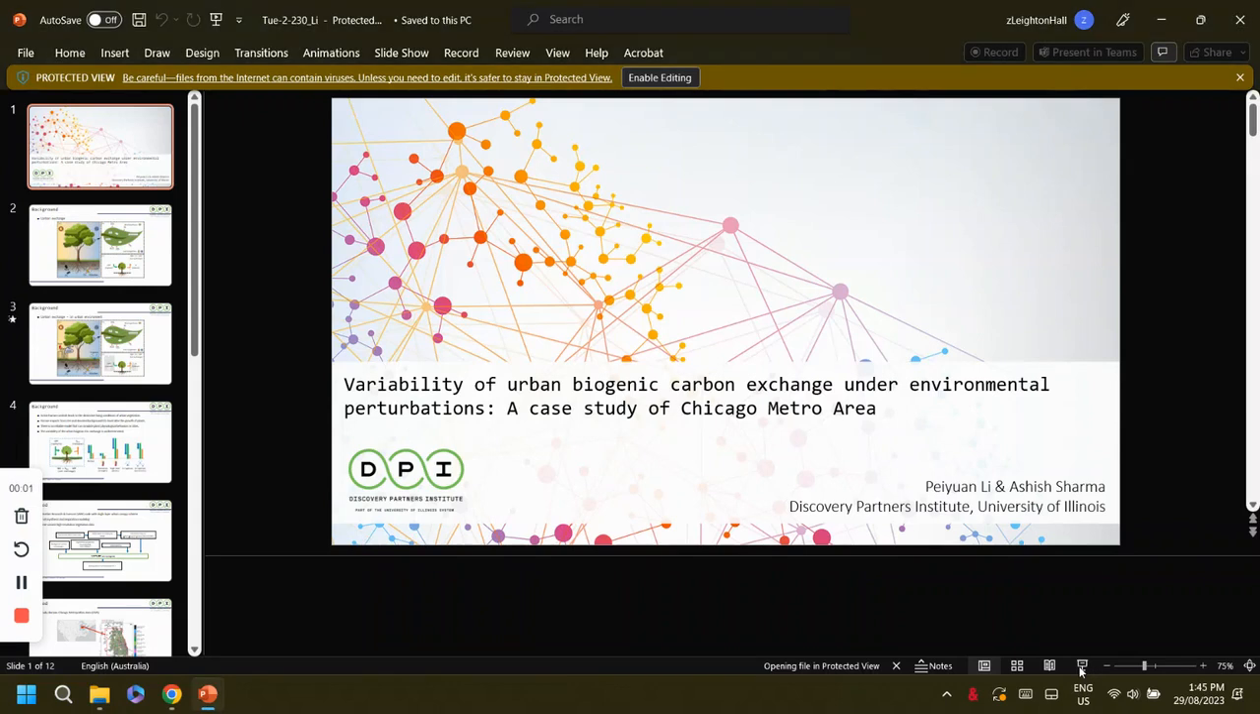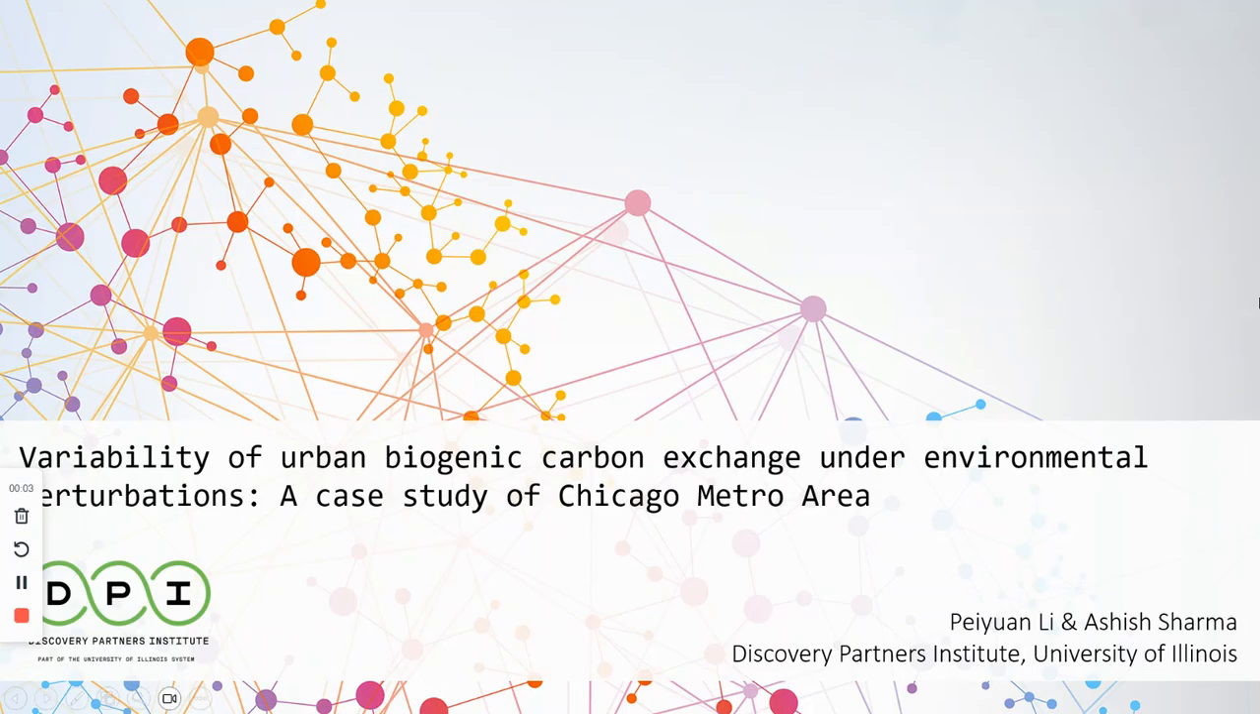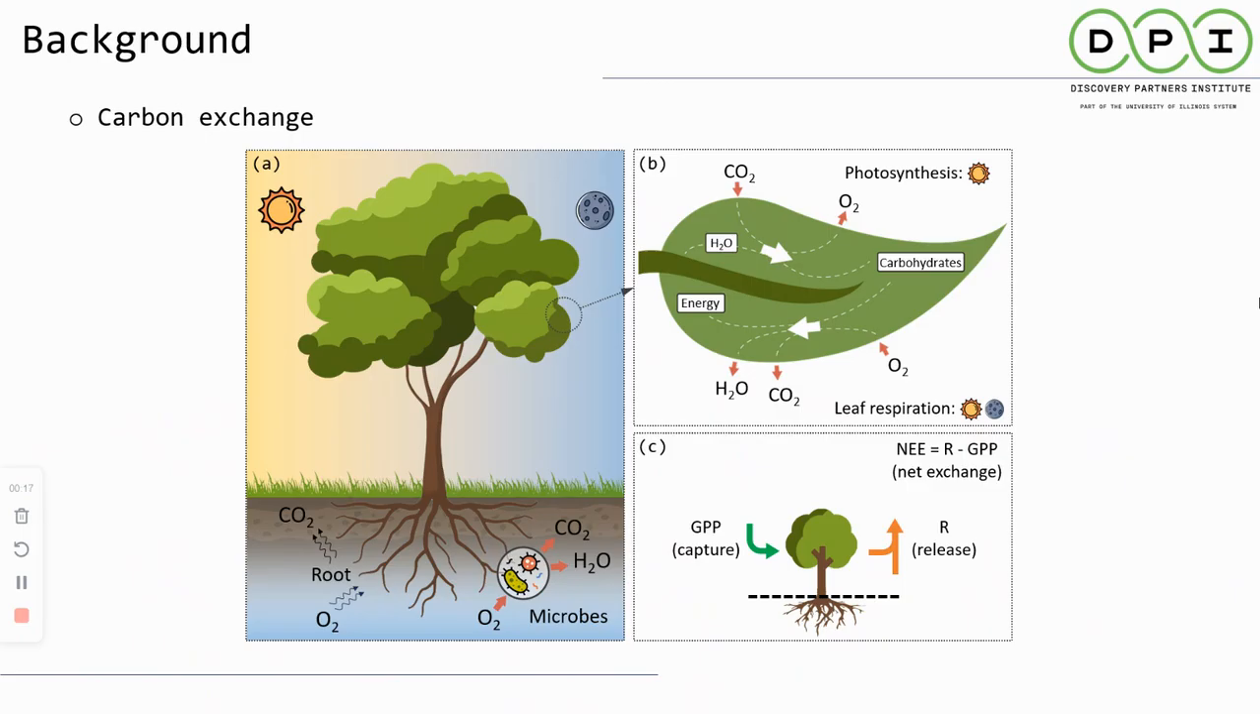Urban biogenic carbon exchange and the environmental perturbations: the case study of the Chicago metro area. So actually, when we're talking about urban carbon emissions, we mostly focus on the anthropogenic emission because it's a huge source of carbon dioxide. But actually, in the urban area we have trees, right?